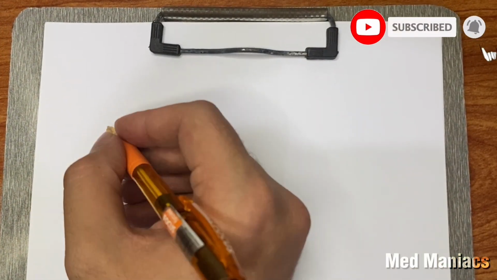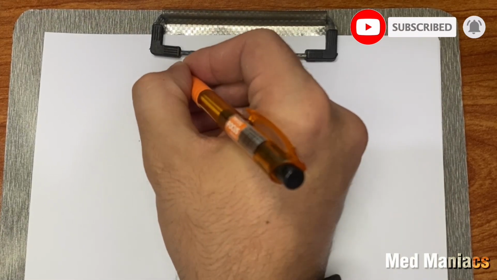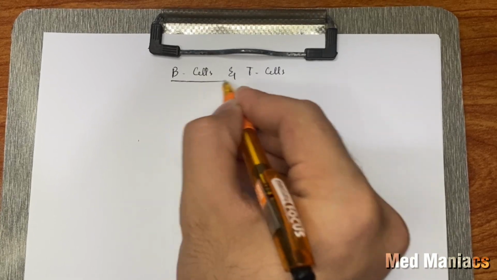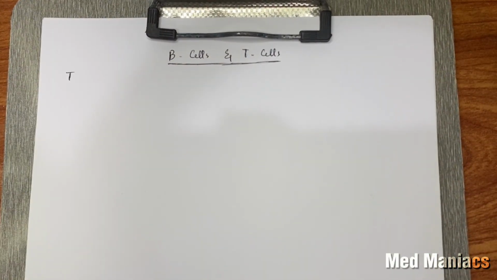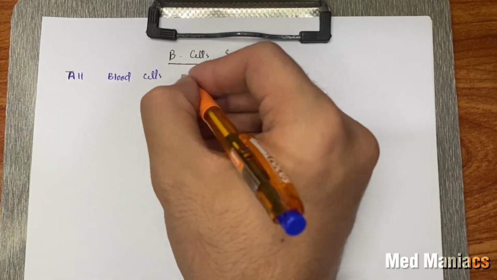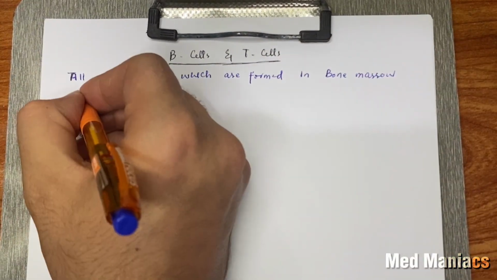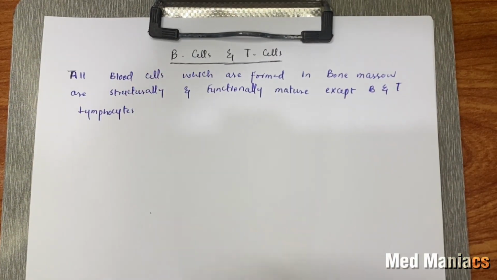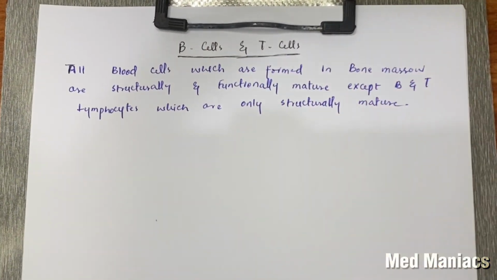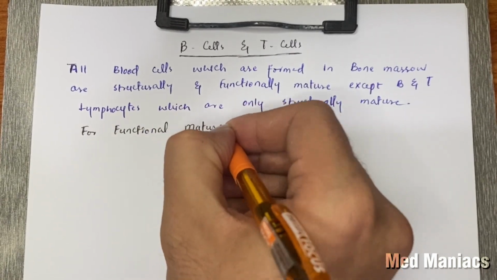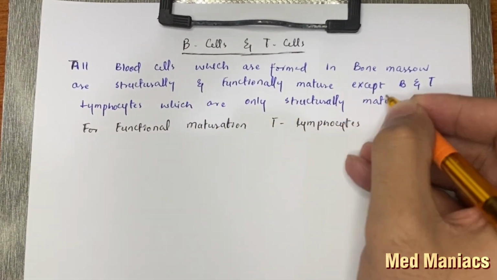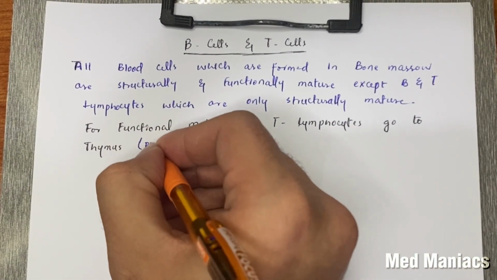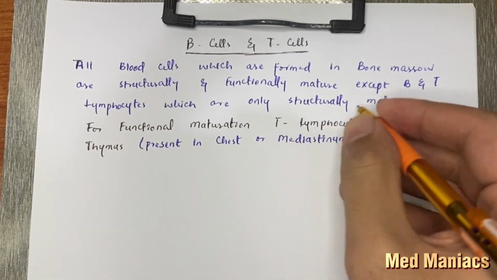So today we are going to briefly discuss B cells and T cells, how they functionally mature and how they perform their function. All blood cells which are formed in bone marrow are structurally and functionally mature except B and T lymphocytes, which are only structurally mature. For functional maturation, T lymphocytes go to the thymus, present in the chest or mediastinum, while the B lymphocytes go to lymph nodes.